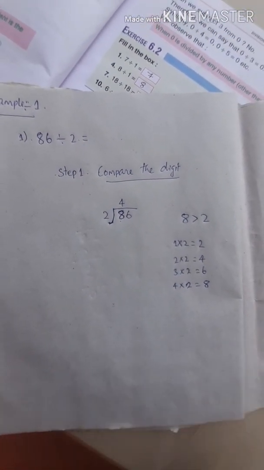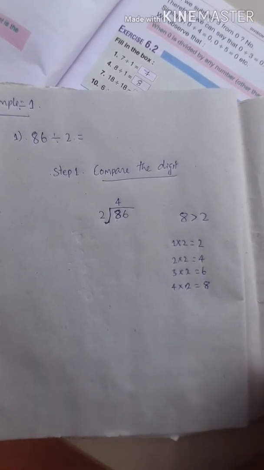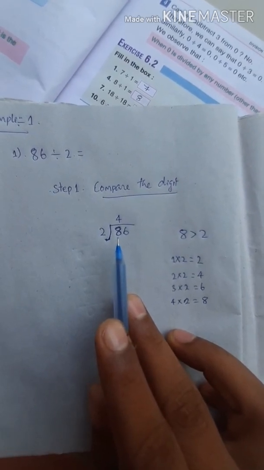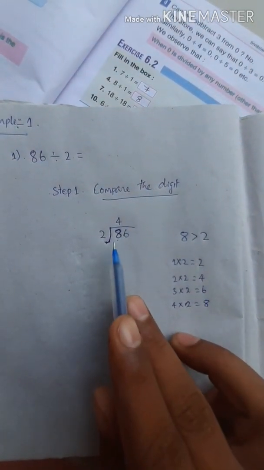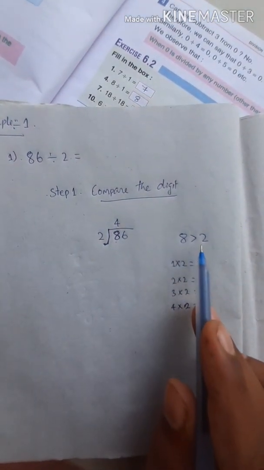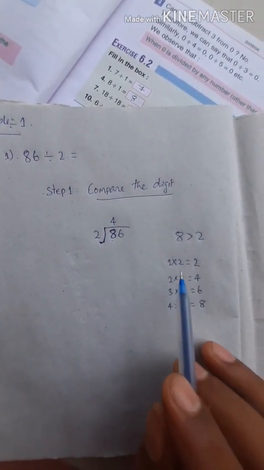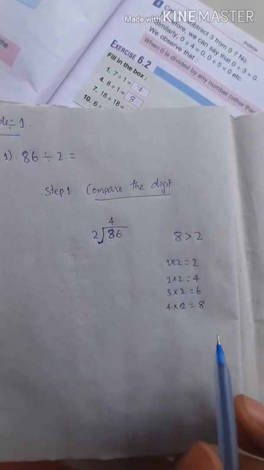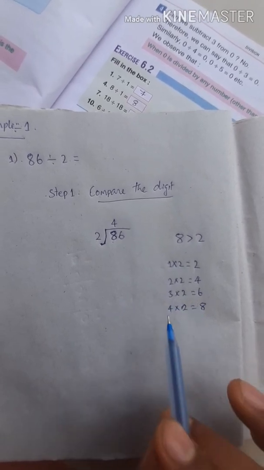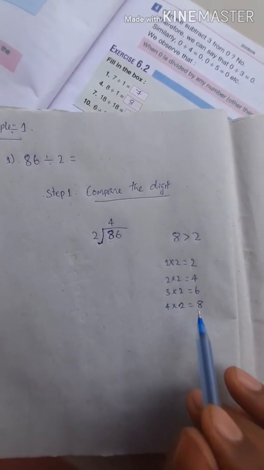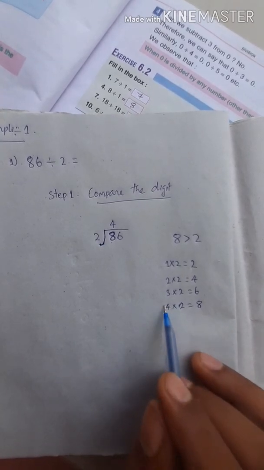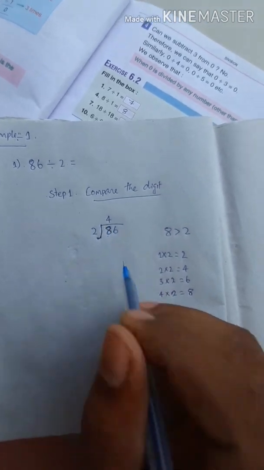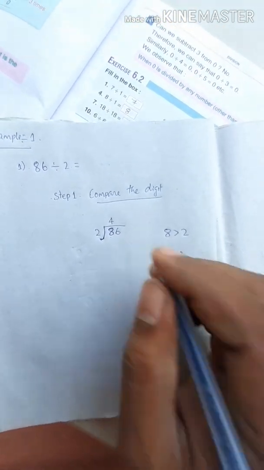Students, say once again, what is the first step? Compare the digit, and what is the leftmost digit? That is 8, in the tens place. And we know that 8 is greater than 2. After that, the table of 2: 1 2s are 2, 2 2s are 4, 3 2s are 6 and 4 2s are 8. So we got the number, and let us write this 4 above the 8, in the tens column. So what is the next step?